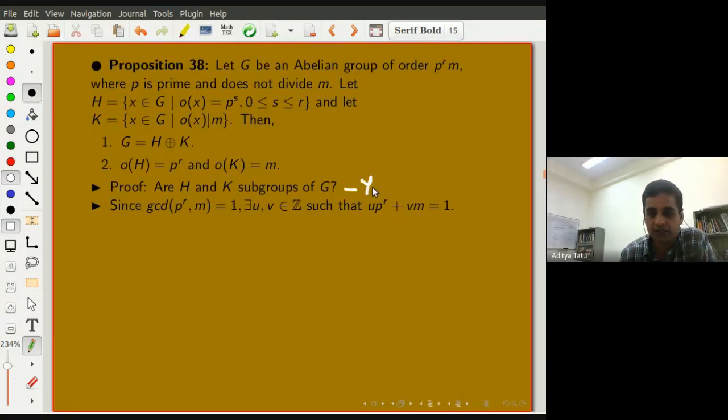First question is affirmative. Okay, yes. So now we know that GCD of P and M is 1, so therefore GCD of P raised to R and M is also 1. So what does that mean? That means there exist integers U and V such that by combining P raised to R and M with U and V, we get the GCD, which is 1 in this case. I hope this statement is clear.